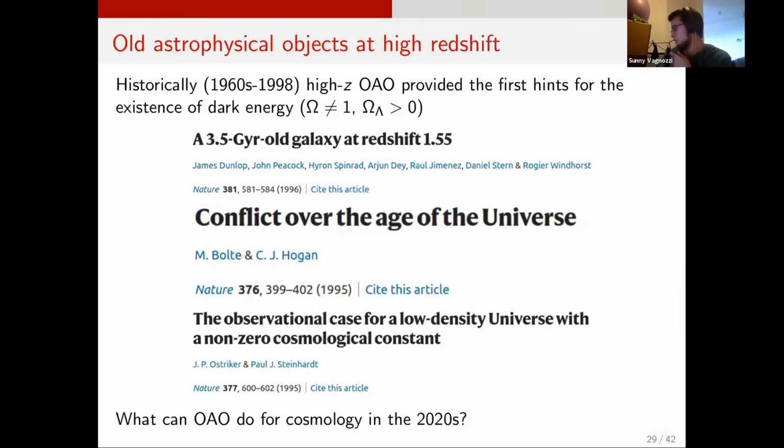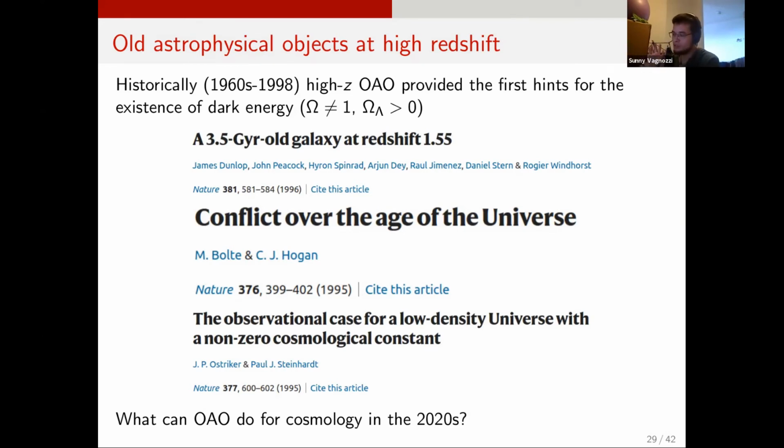If we think back historically, one very important piece in the puzzle towards understanding our universe was provided by old astrophysical objects like galaxies at high redshift, which were apparently older than the universe. So that's, of course, a paradox. Between the 1960s and 1998, there were often reports about galaxies which were older than the universe at redshift 1, 2, and so on.